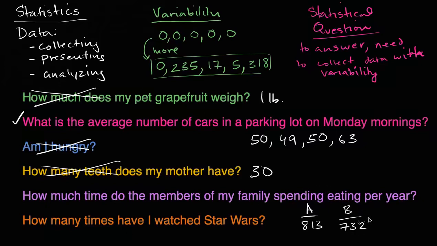And so you see the general notion that I will be collecting multiple data points from the different family members, and in fact, there's very likely to be variation in that. In fact, I might even see variation from year to year. Person A is probably going to eat a different number of hours in the next year. So I'm definitely going to collect data with variability in order to answer this question. So that is a statistical question.